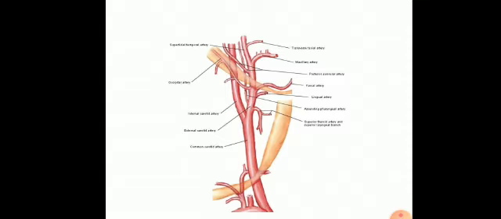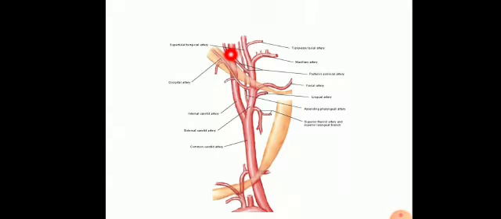Again, the branches are divided into anterior branches, posterior branches, medial branch, only one, and two terminal branches. The two terminal branches are maxillary artery and superficial temporal artery. The maxillary artery we will describe in detail. The superficial temporal artery supplies the temporal region.